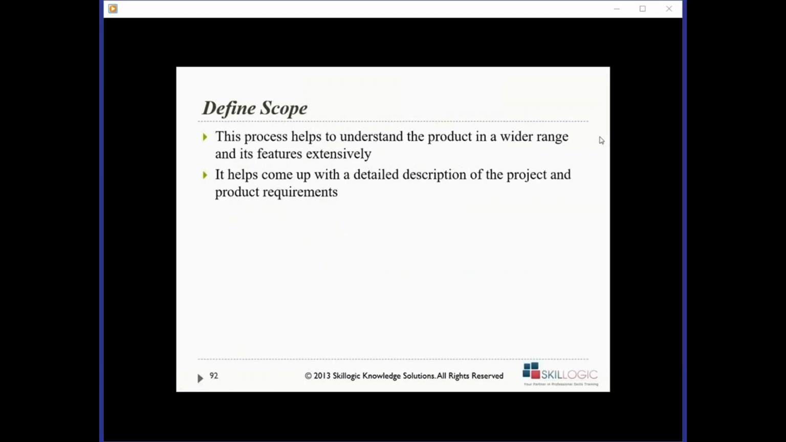So here, the scope that we are going to talk about is to understand the product in a wider perspective, understand what features the project should be having, what are we developing, what are we actually going ahead and developing eventually. That is what we have in the scope.